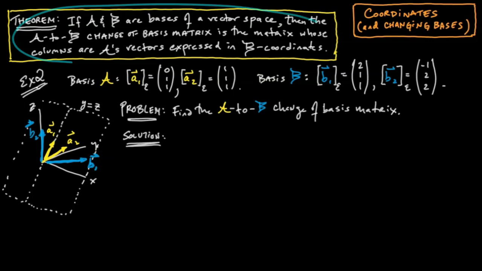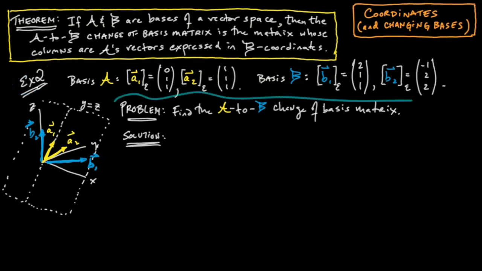So let's see. Our theorem tells us what the columns of the A to B change of basis matrix will look like. They will be vectors A1 and A2 expressed in B coordinates. Now, unlike in our previous example, those aren't given to us right here. We have A1 and A2 expressed in E coordinates, but not in B coordinates. So how are we going to find such a thing? Just think about it. Take it one piece at a time.